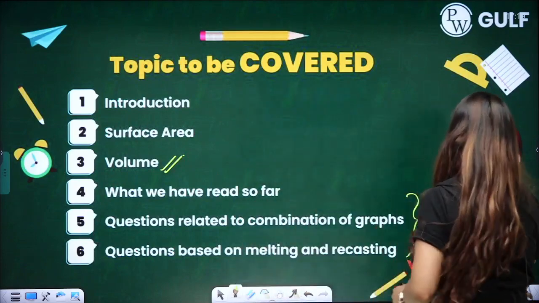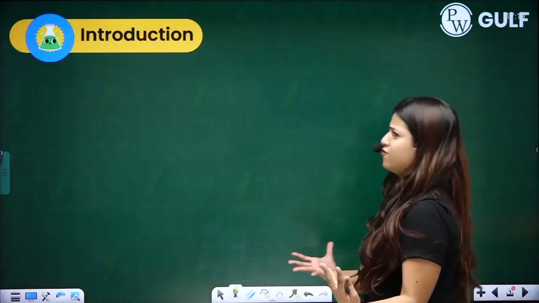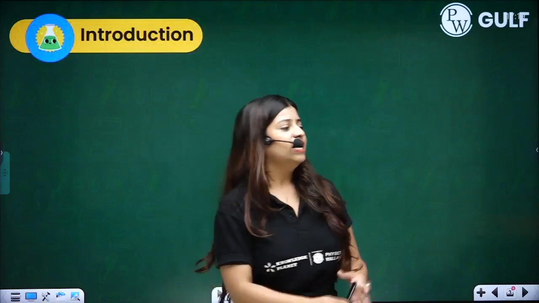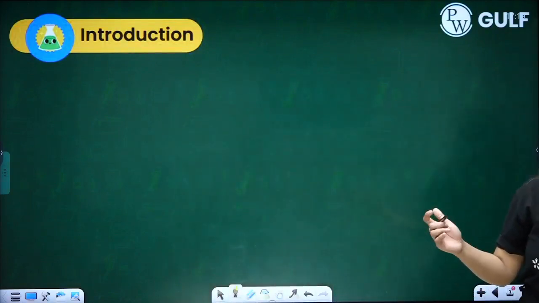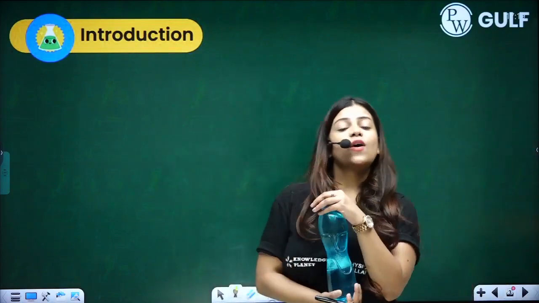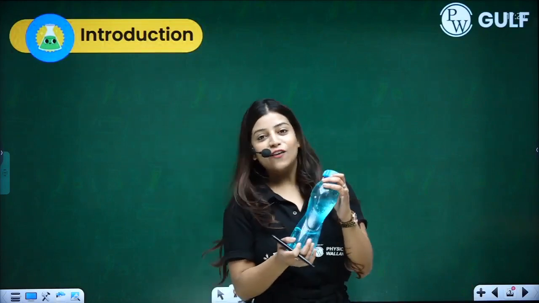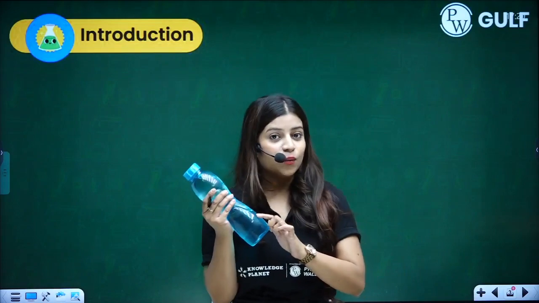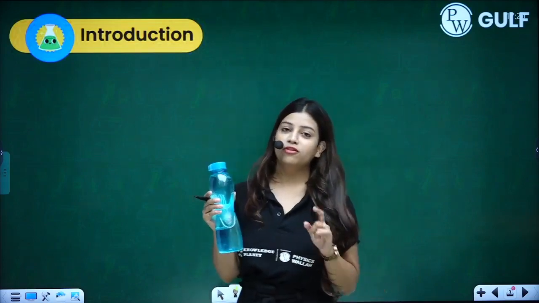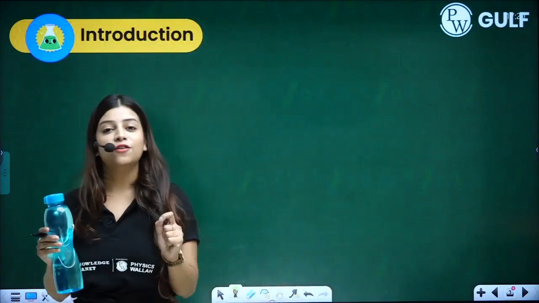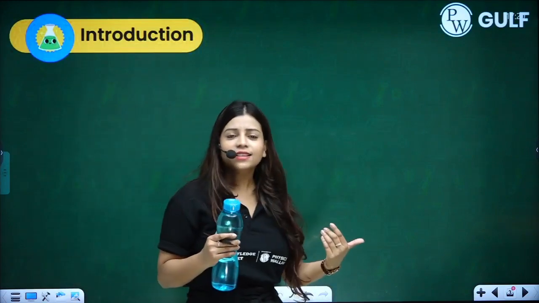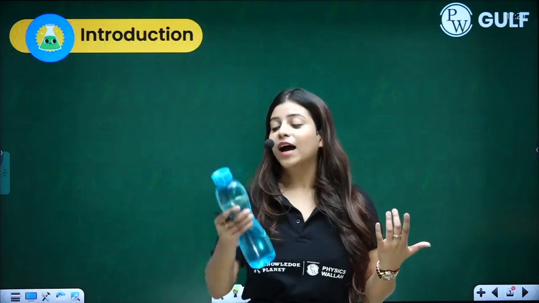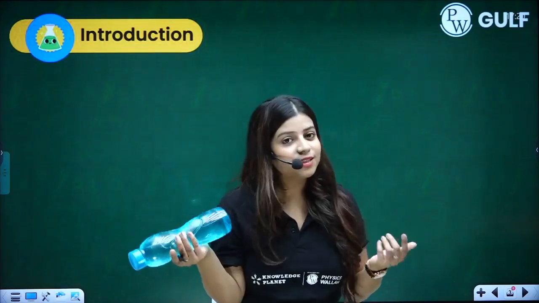So let's begin with the very first thing, students, the introduction to the chapter, right? So let us say that we have a bottle over here, right? When we talk about the surface area of this bottle, what does that mean? Basically, the plastic with which this bottle is made, this is what is known as the surface area. The second thing that we talk about is the volume. That means how much water this bottle can hold.